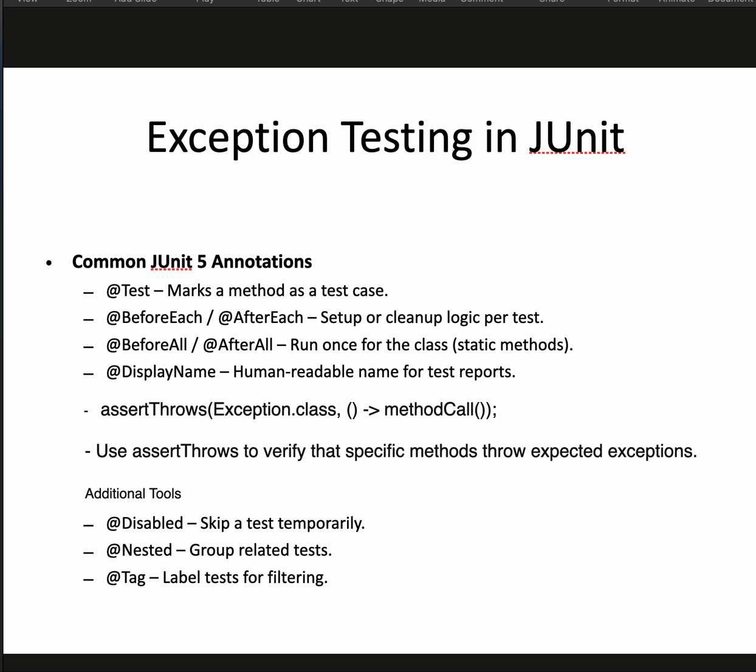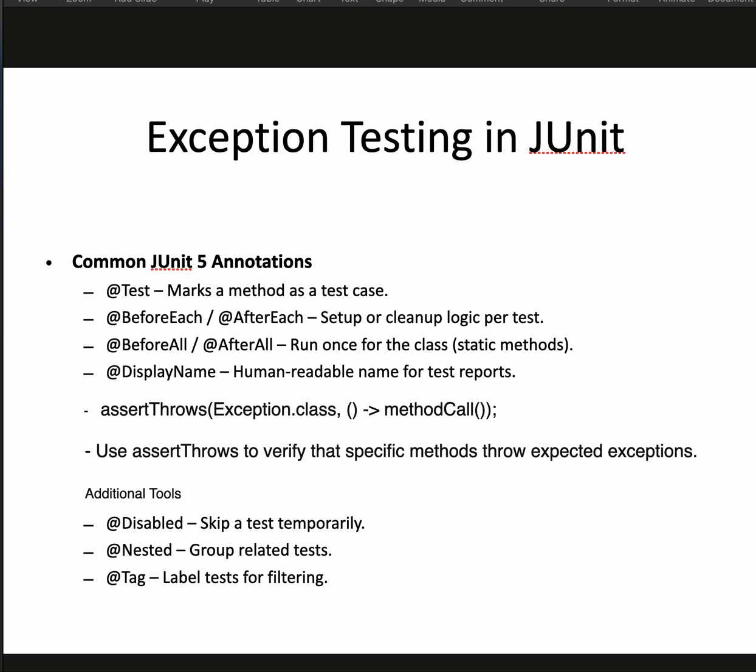Let's go over how JUnit handles exceptions, a key part of building reliable defensive code. When you're testing your application, you want to make sure it behaves correctly, not just when things go right, but also when things go wrong. That's where exception testing comes in. JUnit provides several helpful annotations that support exception testing. Here are the main ones again.